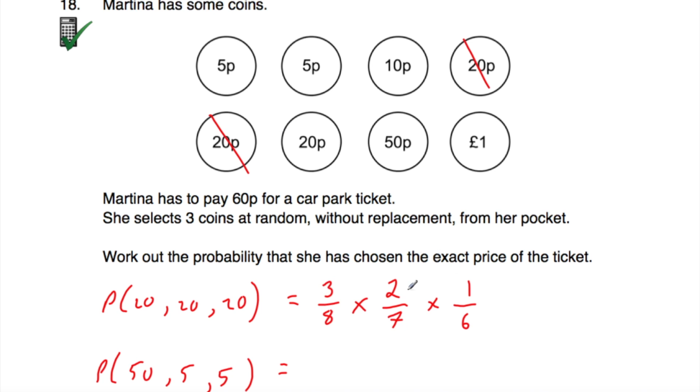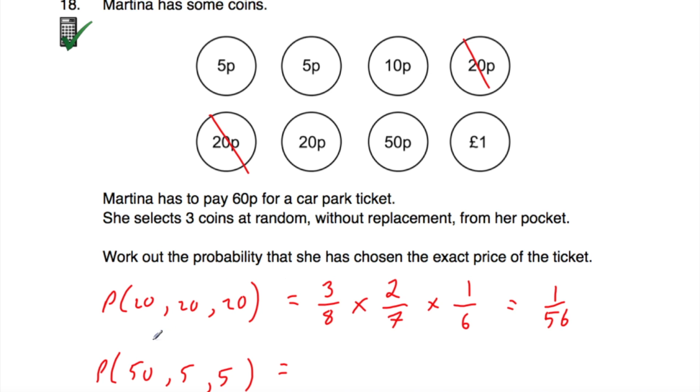So that's fantastic. If we multiply these together, that'll tell us the probability that Martina picks 3 20p coins. And when we work that out, and it is a calculator question, I just type this into my calculator and I get an answer of 1/56. So that's the probability that Martina picks 3 20p coins.